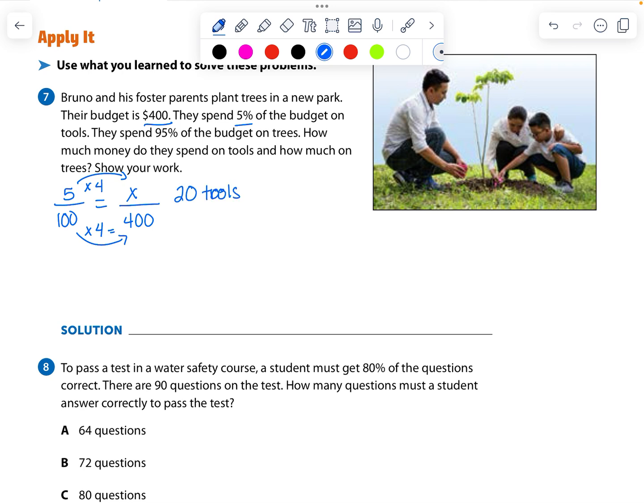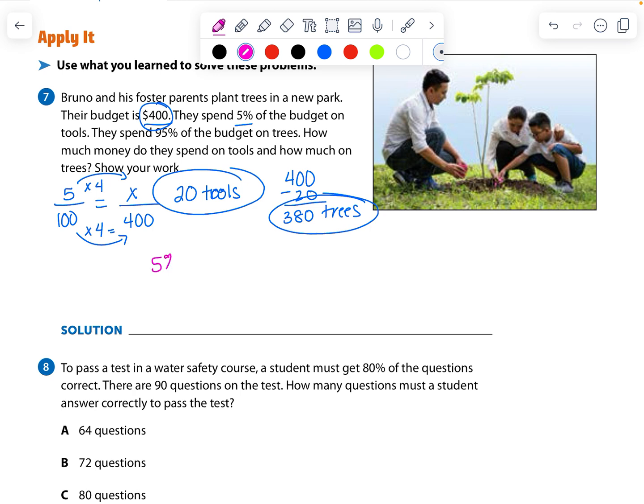Okay, if their budget was 400 and they spent 20 of it on tools, then I could just subtract that to see how much they spent on trees. Okay, so that's one way to do it. The other way I want to show is our new way.